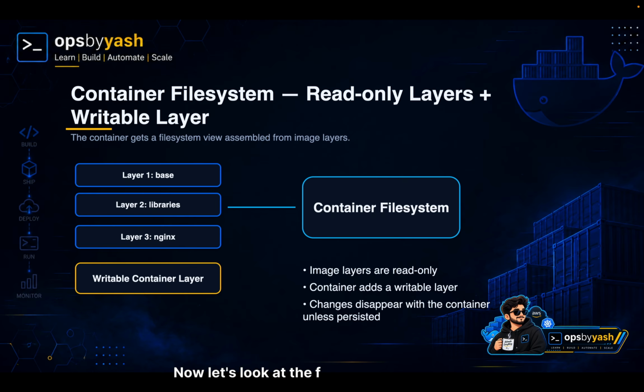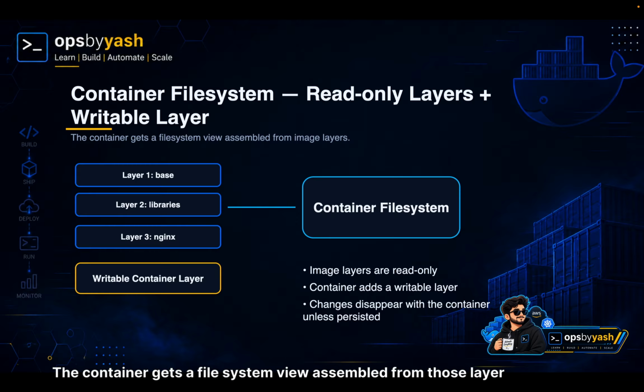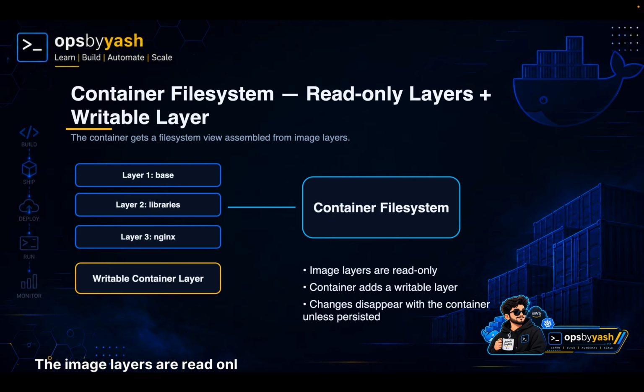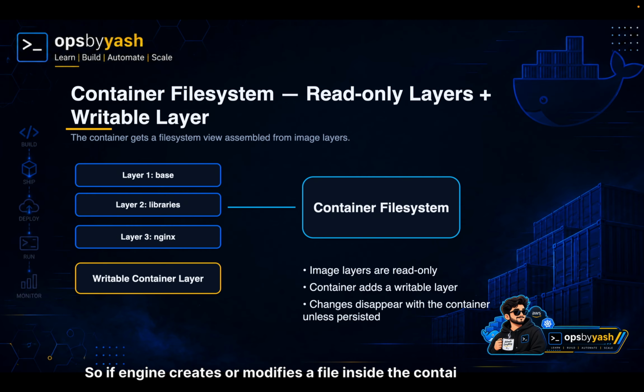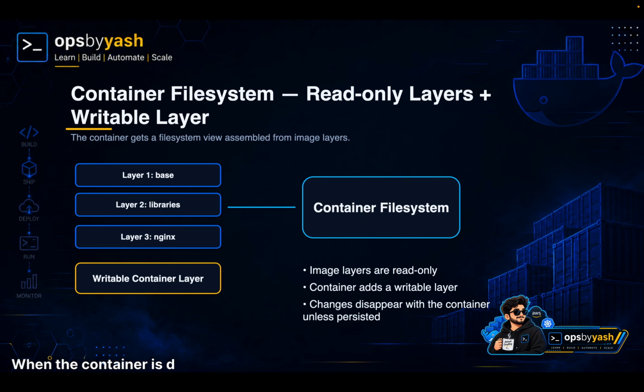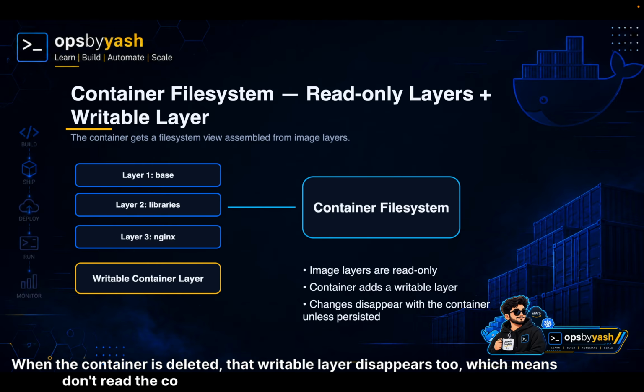Now let's look at the file system. Remember those image layers? The container gets a file system view assembled from those layers. The image layers are read-only. When we start a container, Docker adds a writable layer on top. So if nginx creates or modifies a file inside the container, that change goes into the writable container layer. And here is the catch. When the container is deleted, that writable layer disappears too, which means don't treat the container's writable file system as your database.